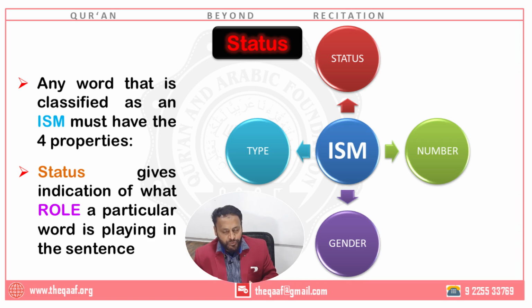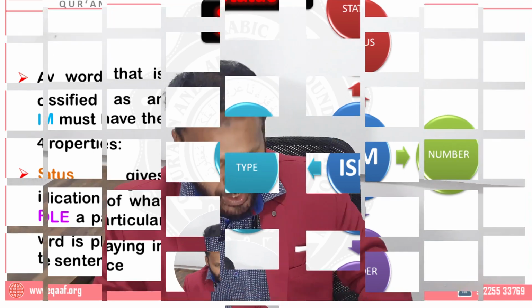If you are able to figure out these 4 properties, then inshallah you will be able to understand the sentences which are noun based, which are ism based. So this is the basics of it. The 4 properties. Every time you come across an ism, you should tell yourself, okay, what's the status of it? What's the number? What's the gender? What's the type? Okay, fine.